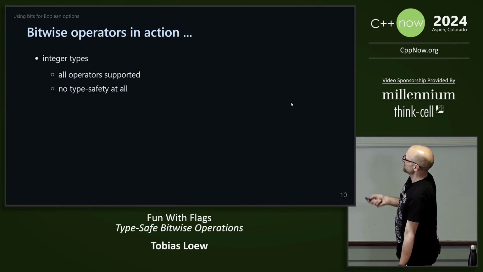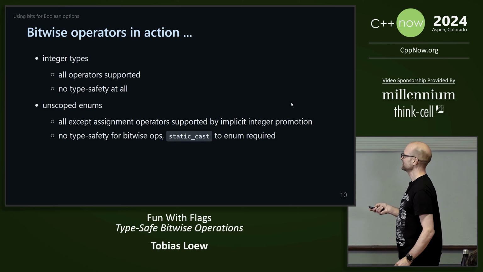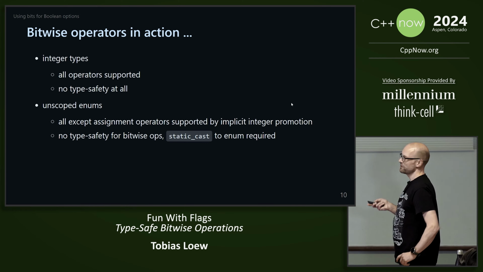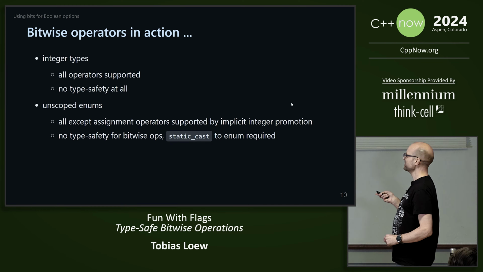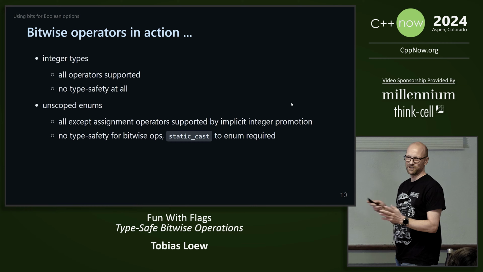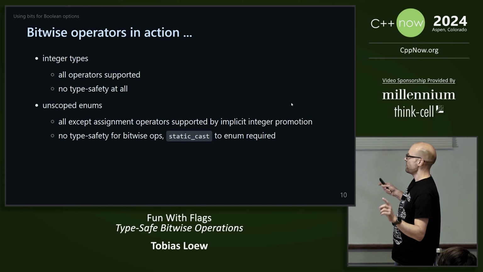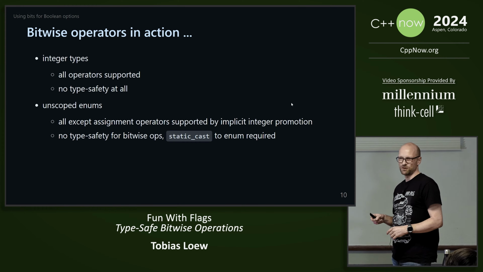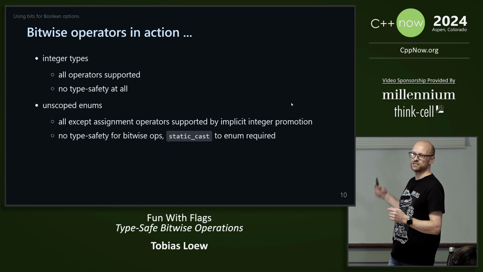So for integer types, all operators are supported, no type safety at all. For unscoped enums, all except assignment operators are supported, but still we see implicit integer promotion to all our unscoped enums. And we don't have type safety for mixing bitwise operators between enums. And we need a static cast to return to our enum.